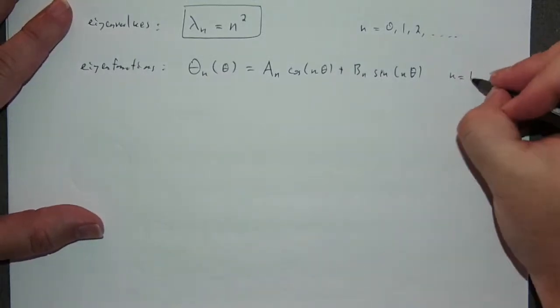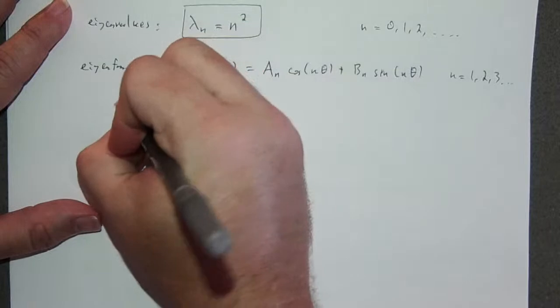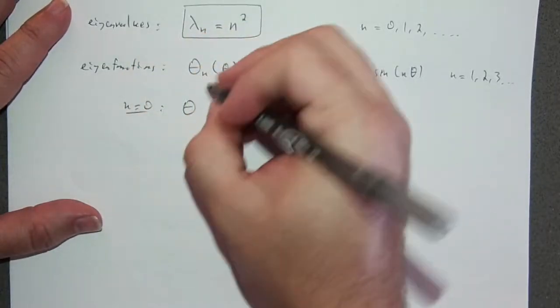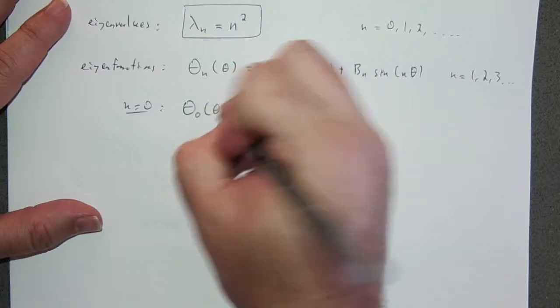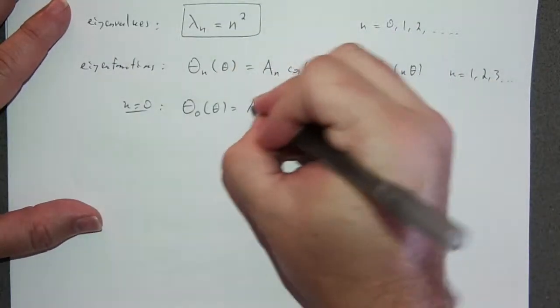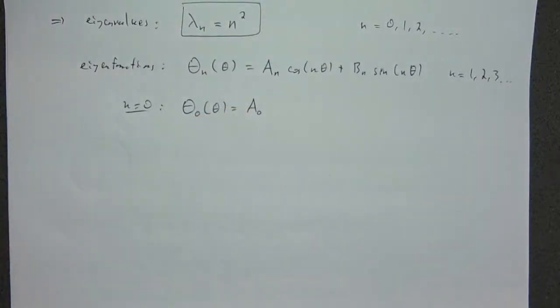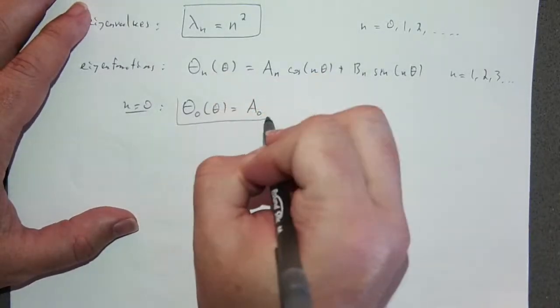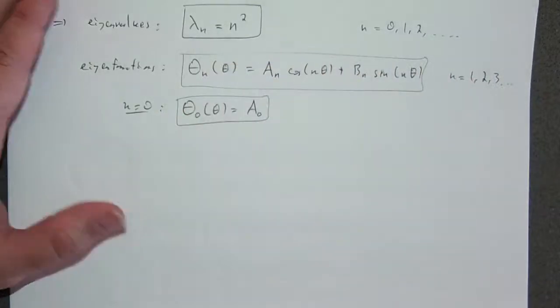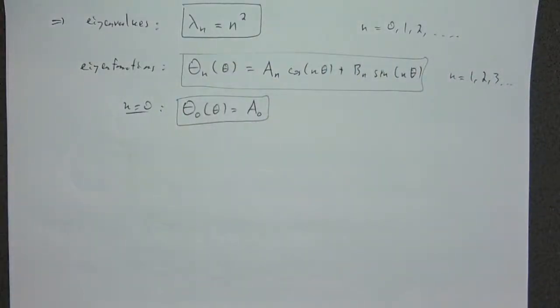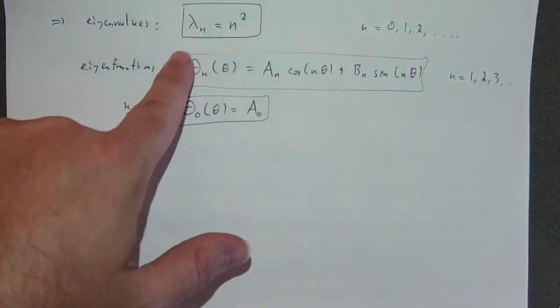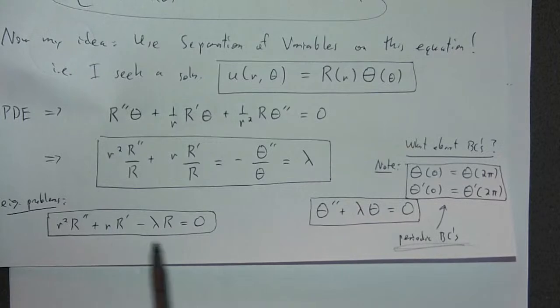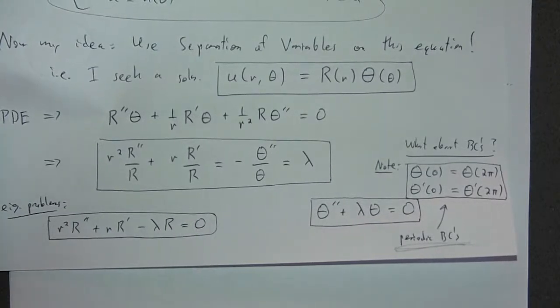And we'll say this is for n equals 1, 2, 3, and so on. And then for n equals 0, my big theta naught of theta is just constant a naught. Okay, this means I can write those in a single Fourier series listing coefficients like this without having to break them down into cases. So there's my eigenvalues and eigenfunctions. So then I need to now use those eigenvalues in my other eigenvalue problem, as I always do.